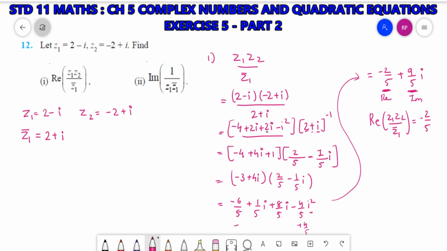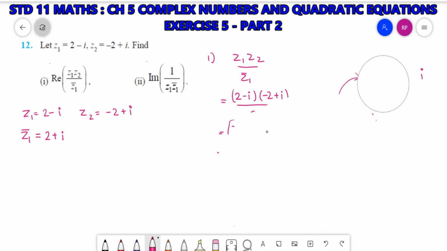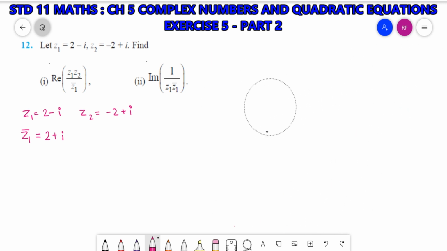Now let's see the second part of it. The second part is the imaginary part of 1 upon Z1 into Z1 bar. First let's find out 1 upon Z1 into Z1 bar. Now we know that a complex number multiplied by its conjugate will give us the square of its modulus. So this will be equal to 1 upon modulus of Z1 whole squared. Why? Because z into z bar is equal to modulus of z squared.